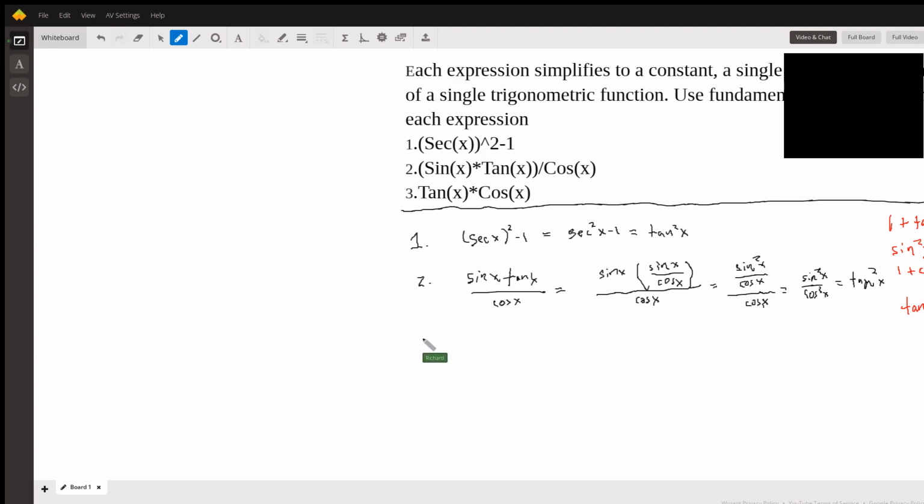Okay, and then we have one left. Tan x times the cosine of x. So we'll use the same tangent identity here. So that's going to give me sine x over cosine x times the cosine x. They cancel, and you're left with sine x.